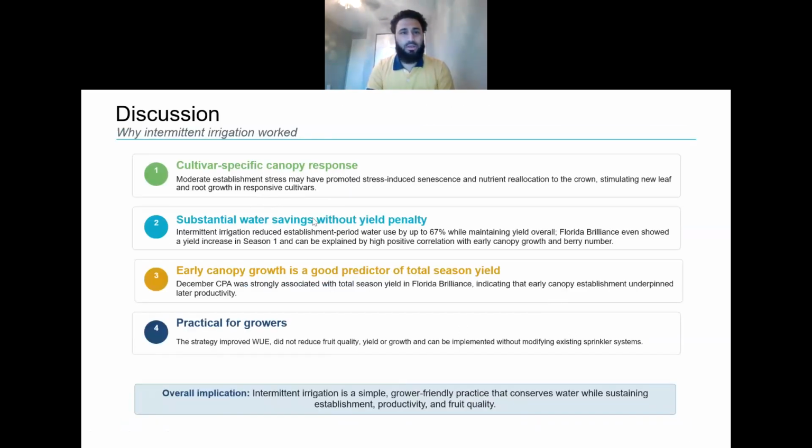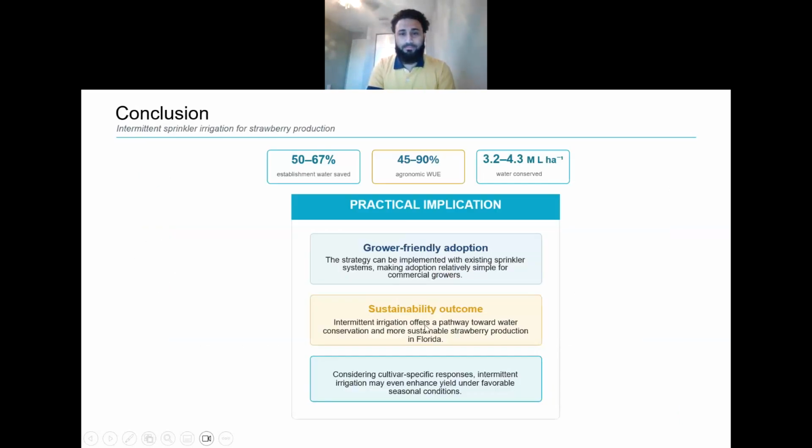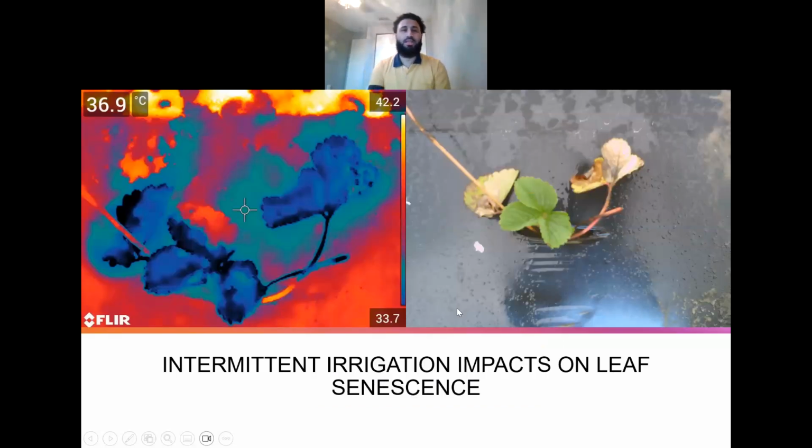So what we discussed so far is that we can save lots of water without any negative effect on the crop, and we may have a surprising increase in yield in some of the varieties. And this is good for growers, because farmers are usually afraid to turn off the water, but now they can turn off the water and they can have good quality fruit at the same time. Then this is of course sustainable because you can save lots of water, no effect on the fruit quality, and you have an increase in yield in certain varieties.